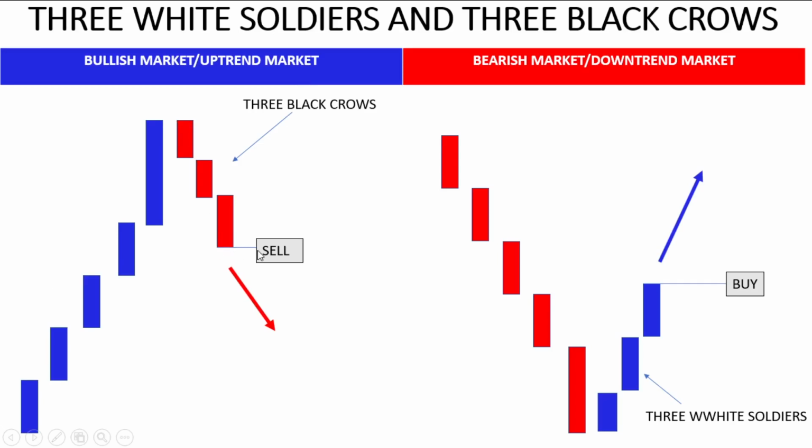When they appear, we call them three black crows. After they are printed, you can sell the market. Stop loss, trigger, entry position, and then you take profit. On a bearish market, you want to see them here. They can either appear to this level, or they can even exceed this candle. Then on a bearish market, we call them three white soldiers. They're telling us that the market is ready to go up, okay?